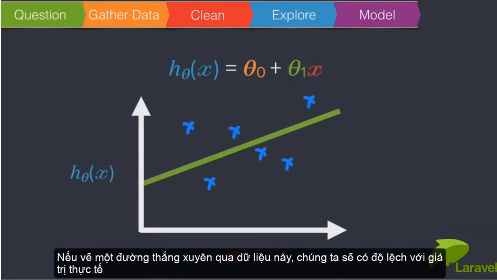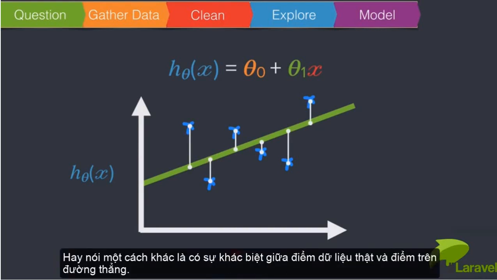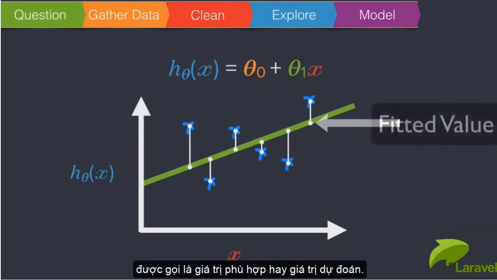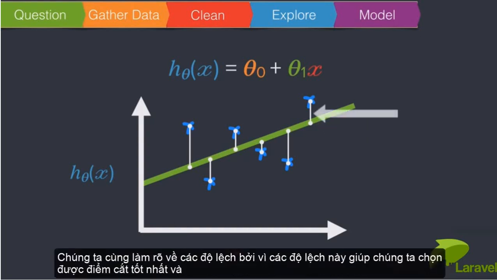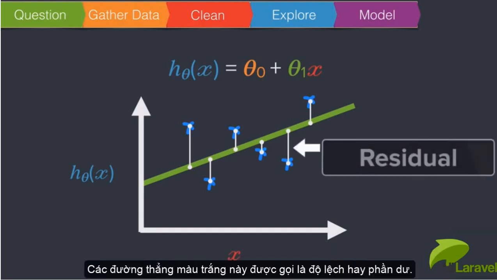If we were to draw a line through this data, then there would always be a gap between the actual value and the line. In other words, there would be a difference between the actual data point and the point on the line. The point on the line here, that's called the fitted value or the predicted value. But let's talk more about these gaps, because it's these gaps that will help us choose the best possible intercept and the best possible slope for our line. These white lines are actually called residuals.